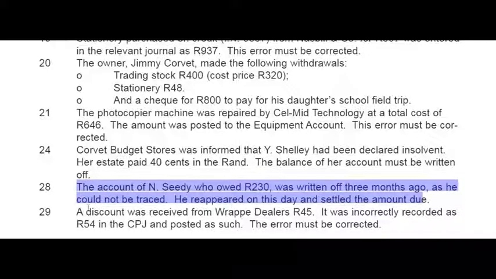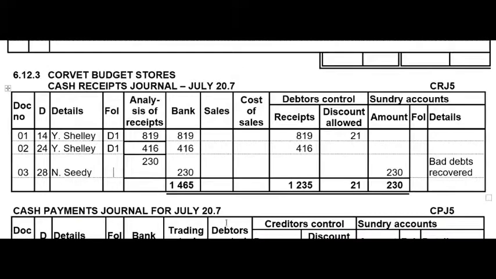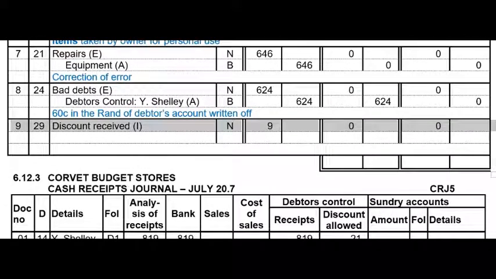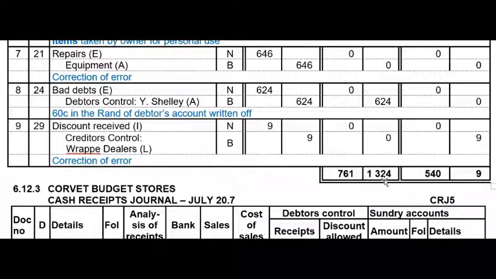And then the last transaction on the 29th, discount was received from Rack Dealers for 45 Rand, but we overstated it as 54 Rand. So we debited creditors control with 9 Rand too much, and we have credited discount received with 9 Rand too much. So to fix this, we will go to the general journal. It will be journal voucher number 9 on the 29th. Discount received must be debited to fix that overstatement in the previous transaction, and then creditors control must be credited to fix that overstatement, and you say correction of error. And then lastly, you must remember to total your debtors control and creditors control columns.